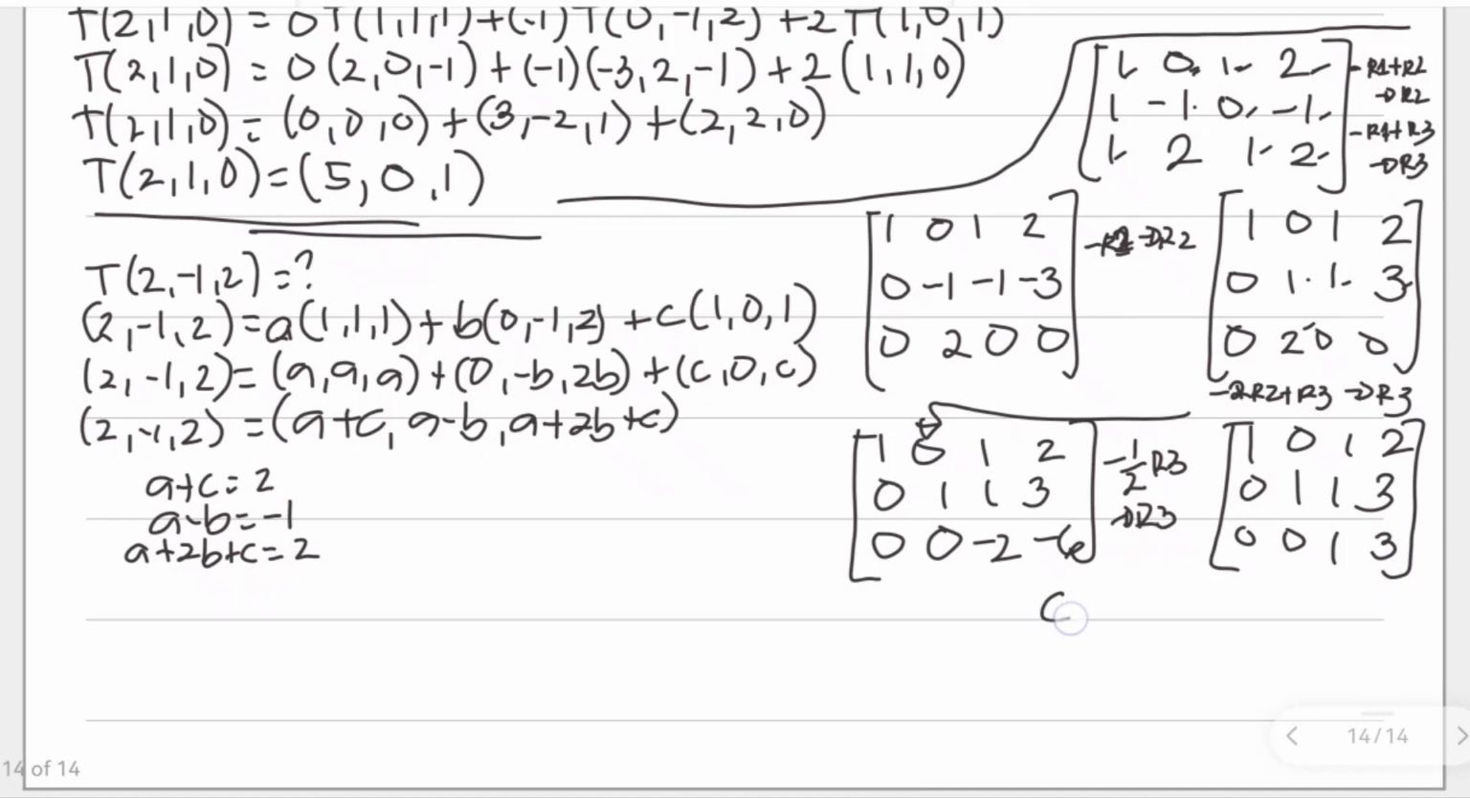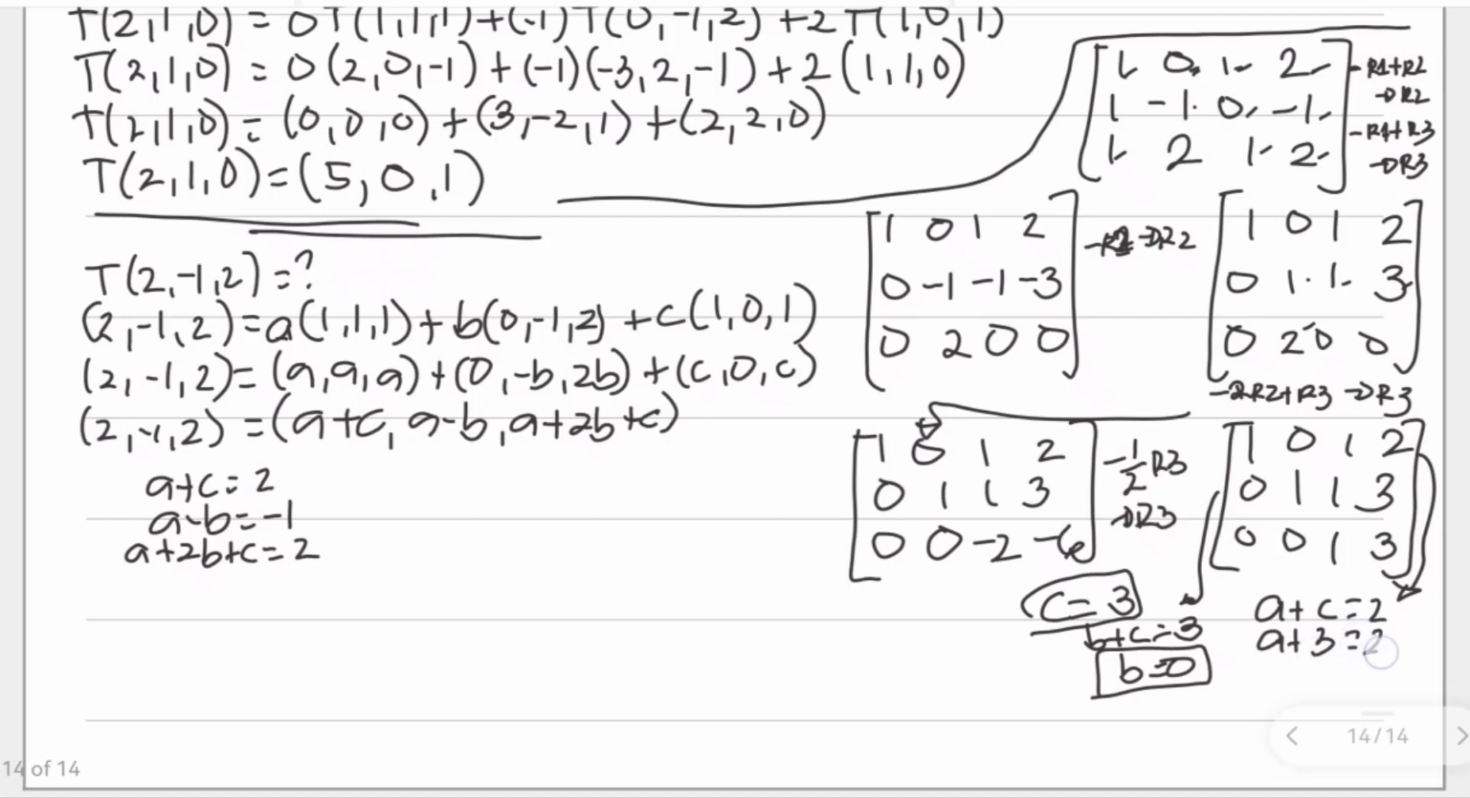This would mean your c is 3. Using this, b plus c is 3, so b is 0. And using this first equation, you have a plus c is equal to 2. a plus 3 is equal to 2. a is negative, sorry, move it here. a is negative 1. So you have negative 1, 0, and 3. That is the final step you could place here.